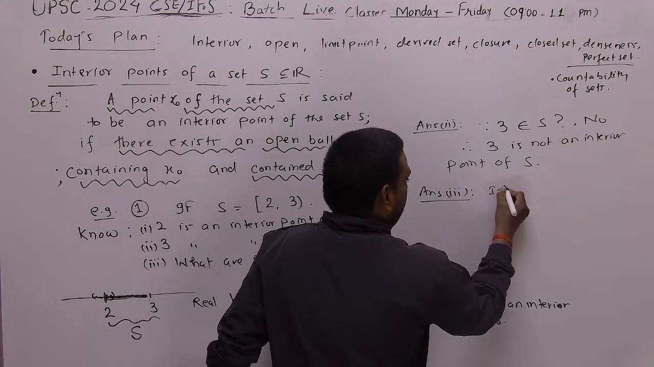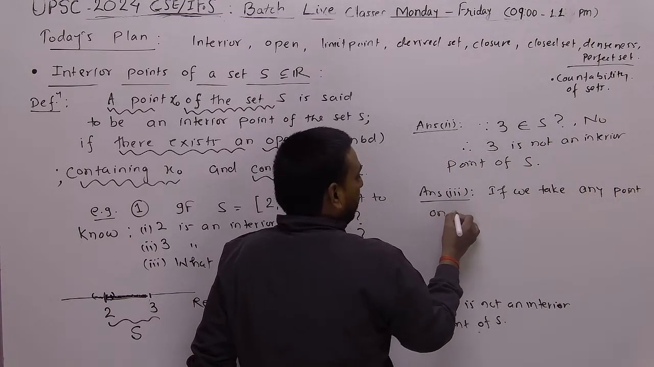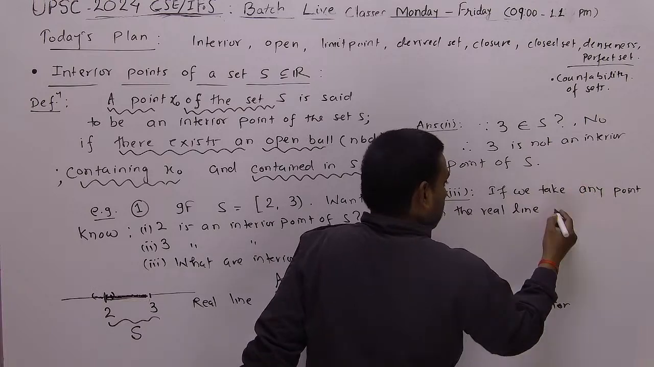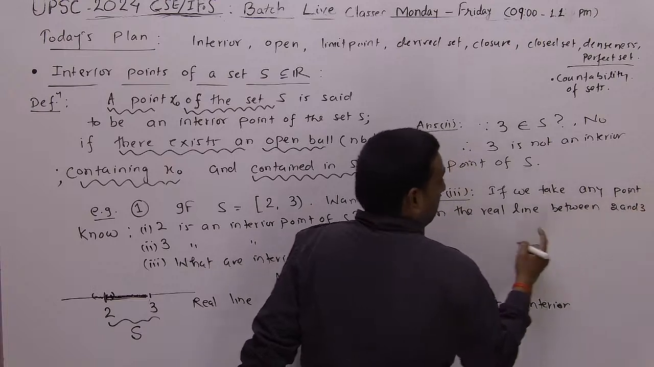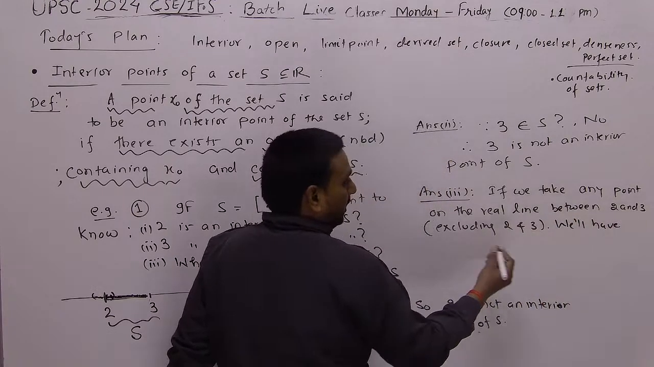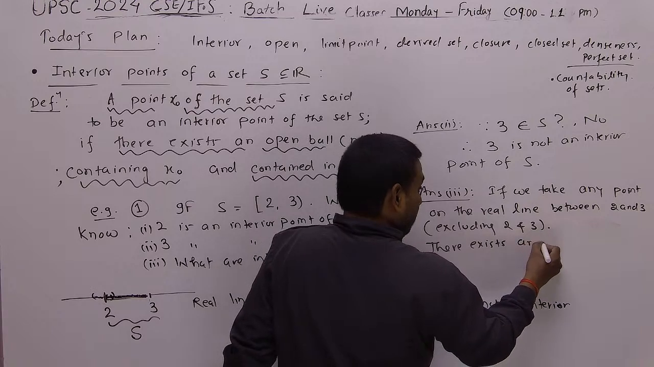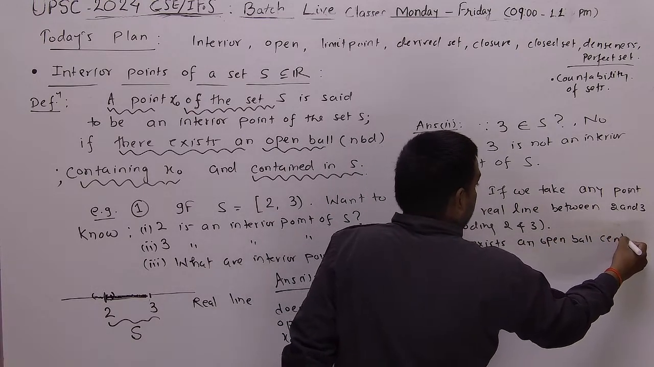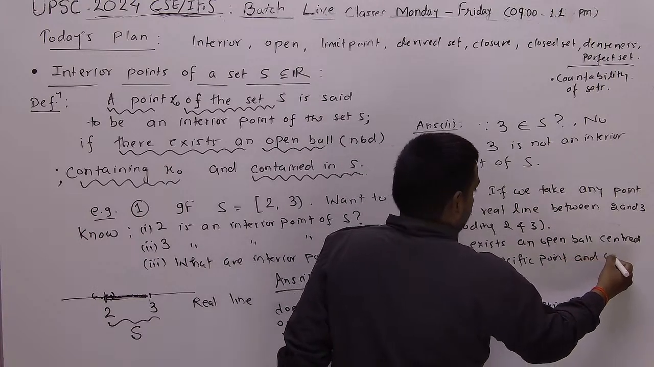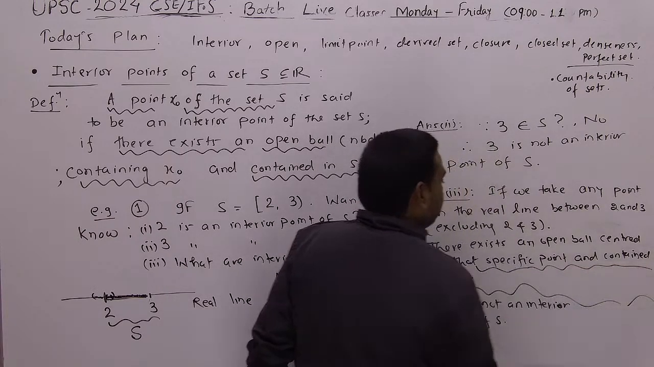So what will we write? If we take any point on the real line between 2 and 3, excluding 2 and 3, there exists an open ball centered at that specific point and contained in S. I know many of you may be confused here, but I have a cure for everything. Just have patience.